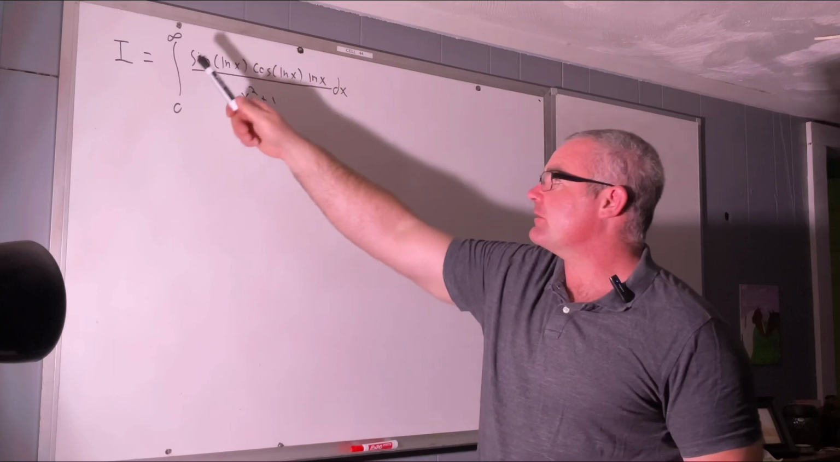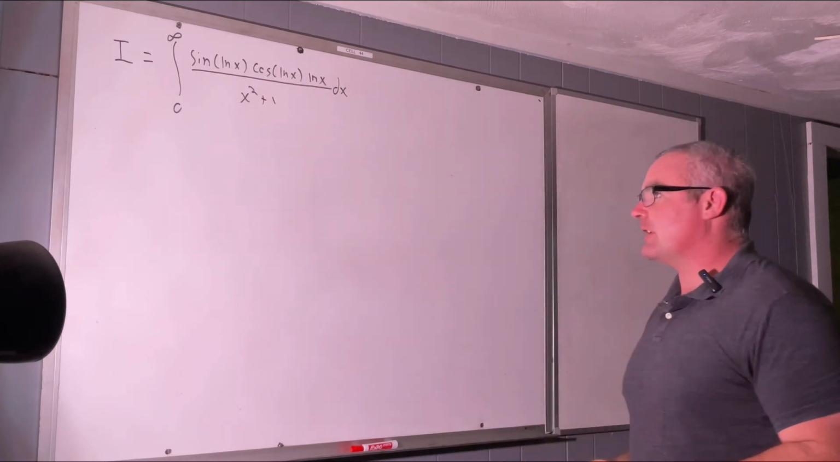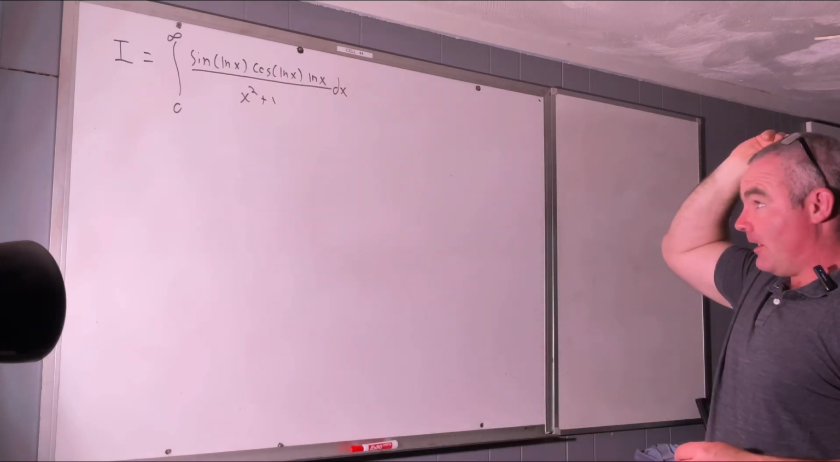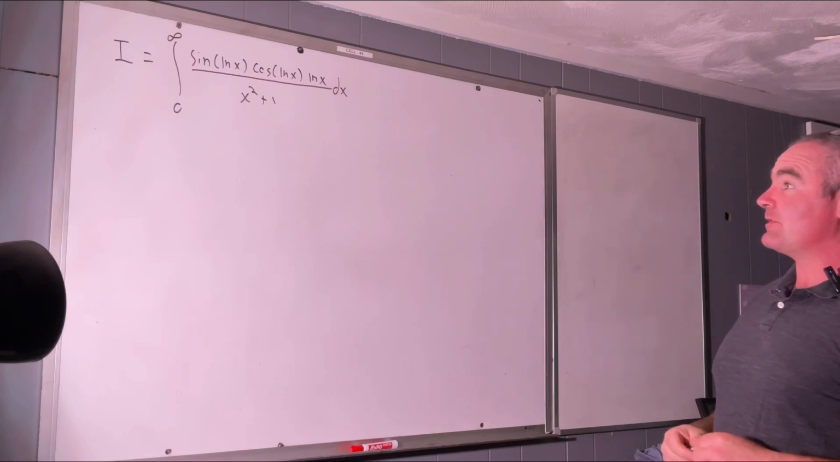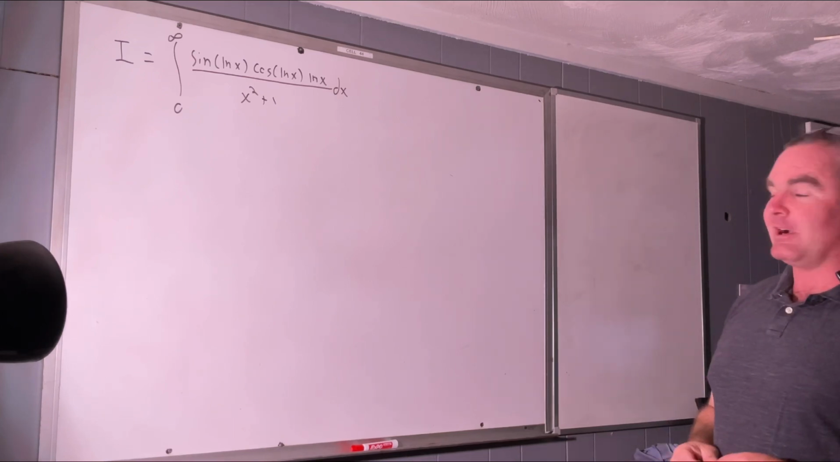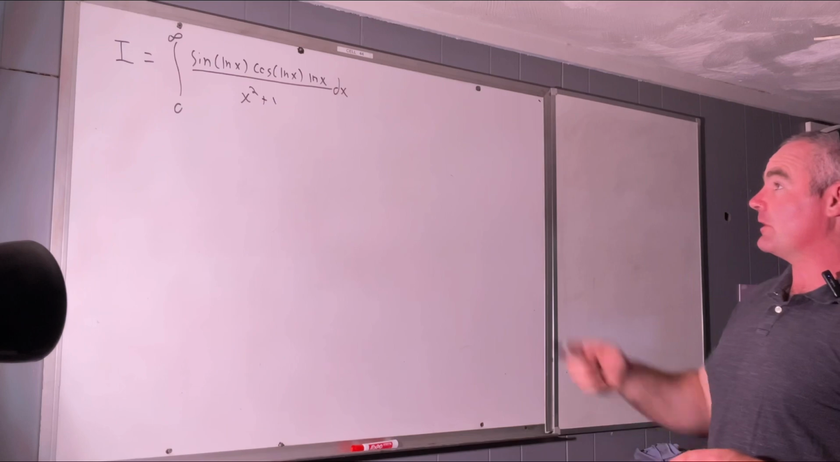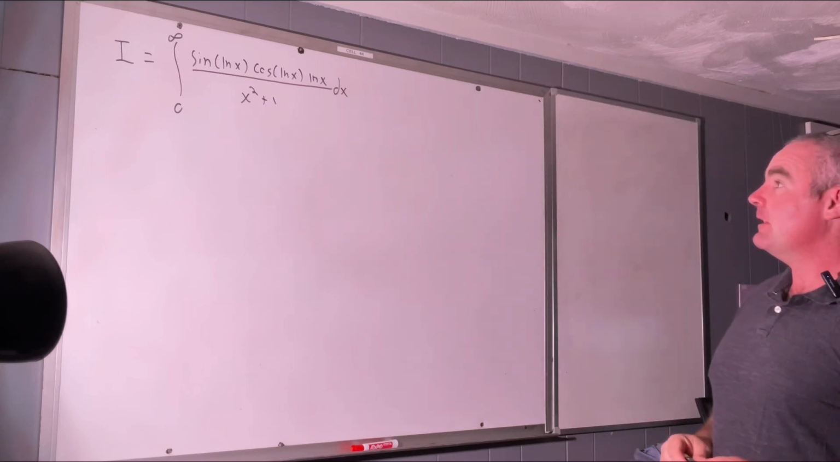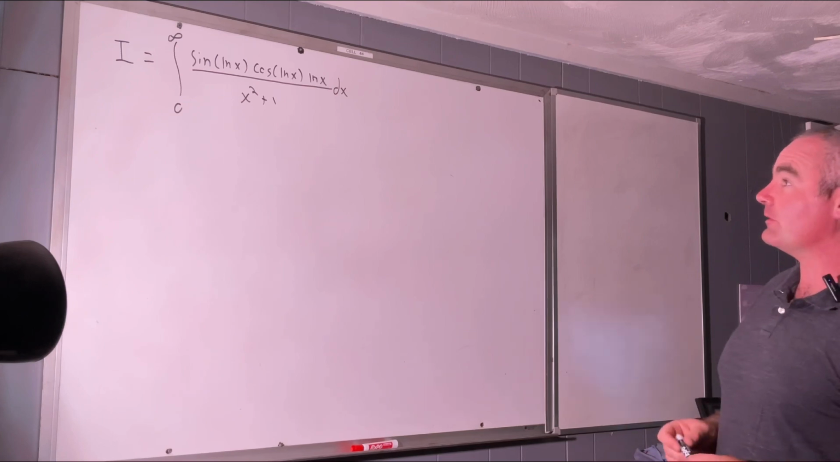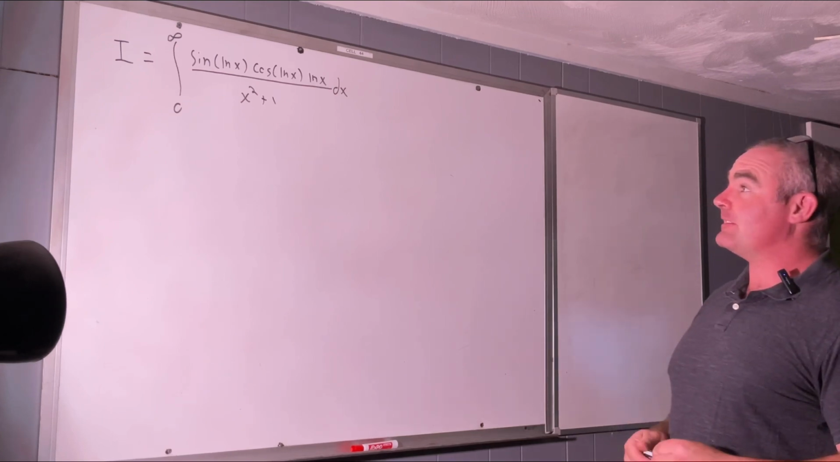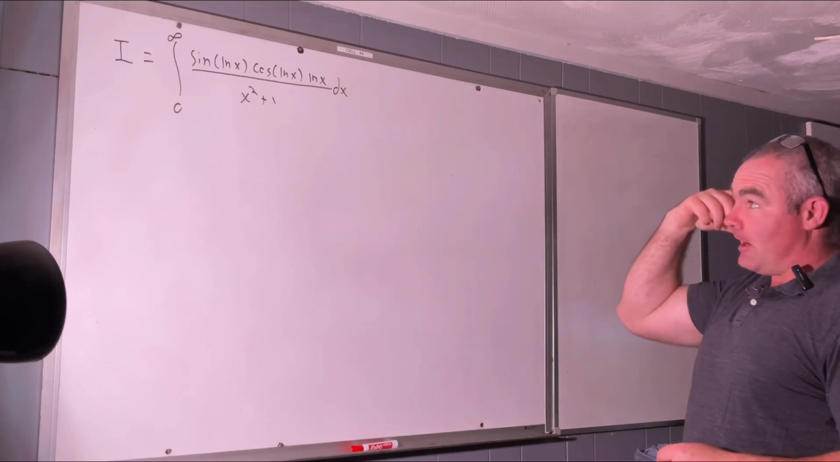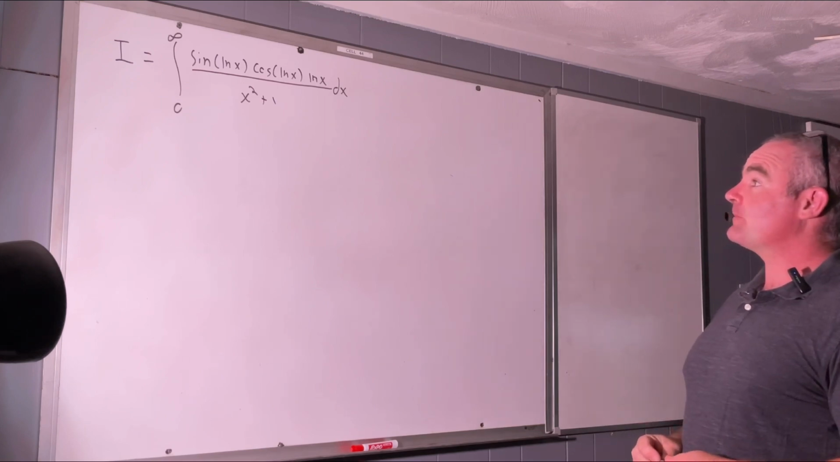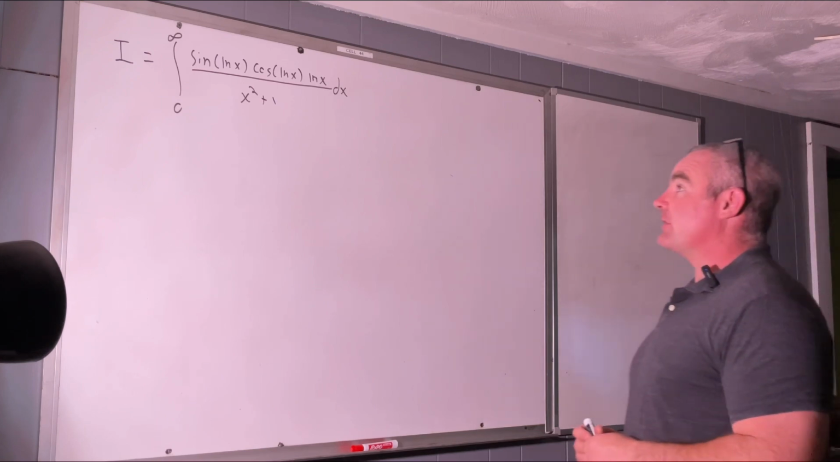Today we'll be taking a look at this integral, and we'll be using basically the same techniques that we've been using for a while now. We're going to be expressing this answer as an infinite sum. We'll be using the Leibniz rule for differentiation under the integral sign. We'll be using Euler's formula and, well, let's just get started.